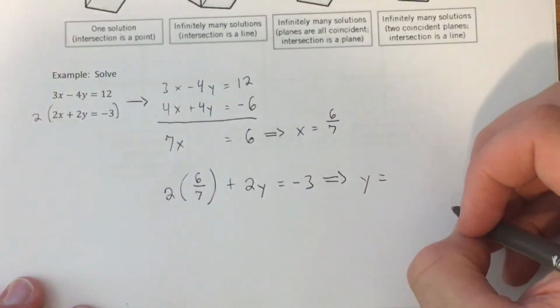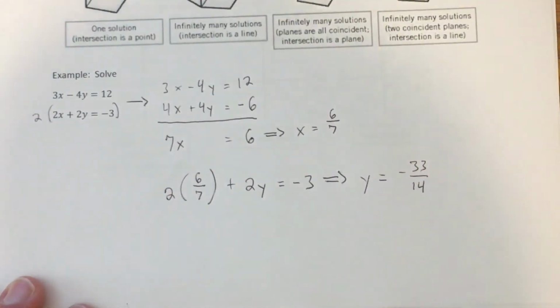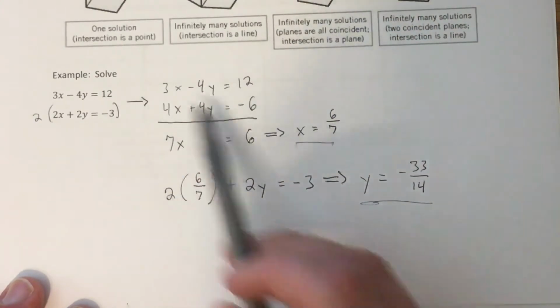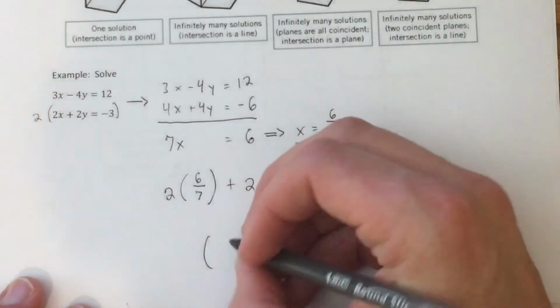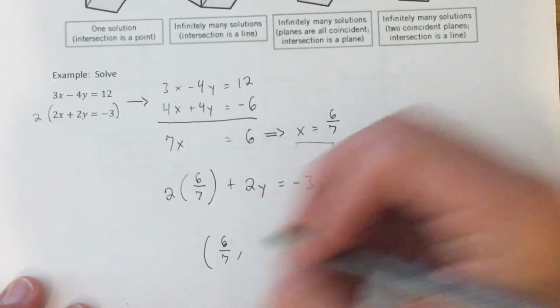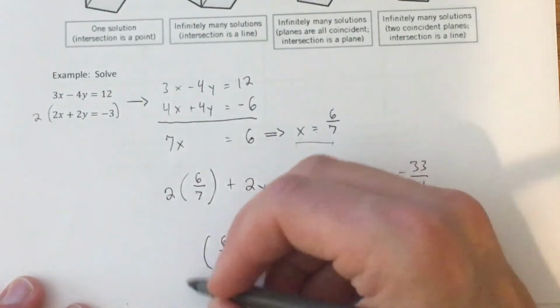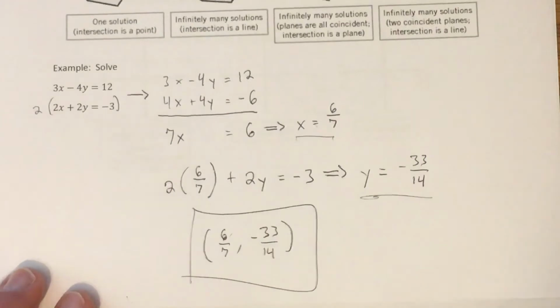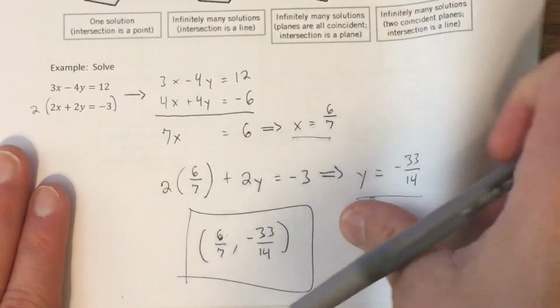Y is going to be equal to negative 33/14. So these make up the solution to this system of equations. And it's the only solution because I found it using a deductive process. That means my ordered pair that I want for my solution is 6/7, negative 33/14. Okay, so there's an example where we have one and only one solution to a system. Let's do some more.